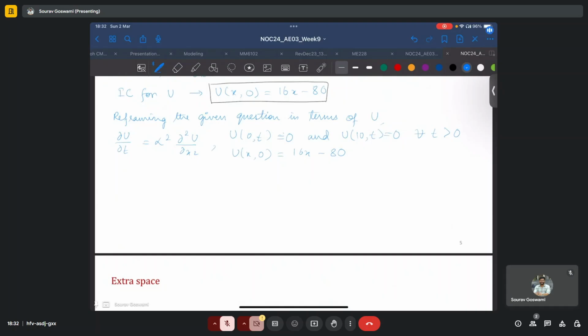Now, both the boundary conditions are homogeneous because their RHS are 0, and we are already familiar with solving problems of this type. So let us jump into it immediately and use the separation of variables method again.